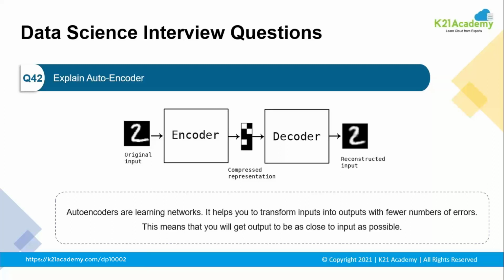Moving on to the next question, explain autoencoders. Autoencoders are a part of deep learning algorithms. They help you transform an input image into a very small number of dimensions. After this, we can use autoencoders to reconstruct the same image.